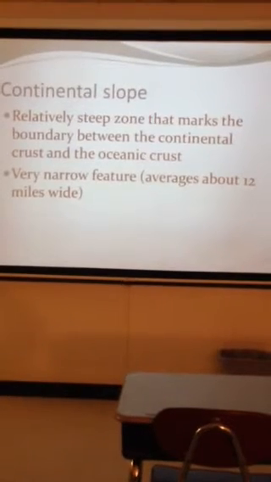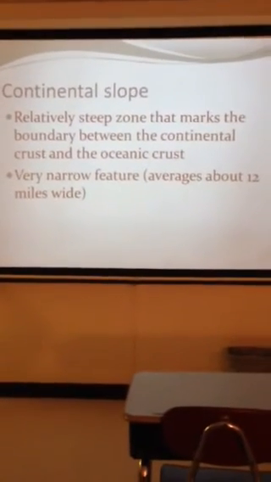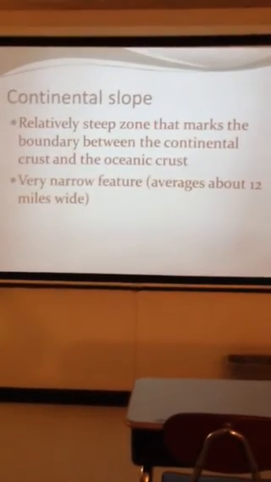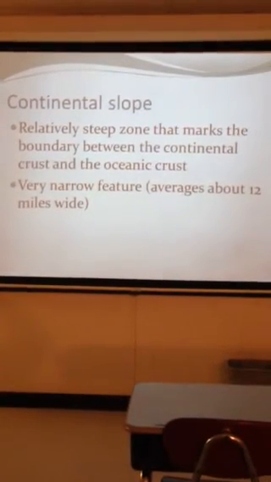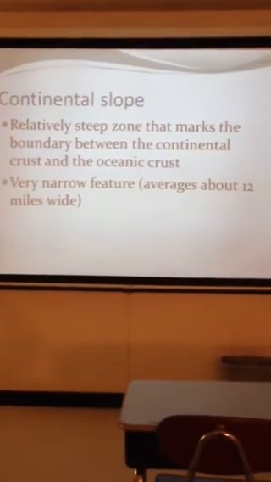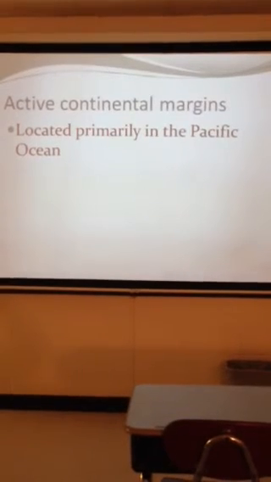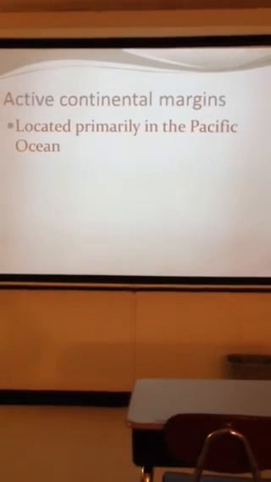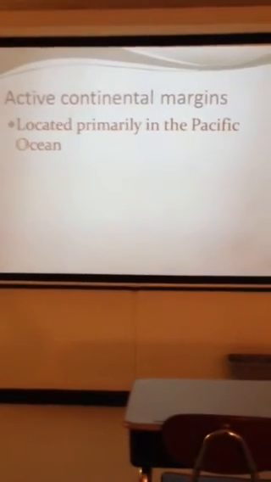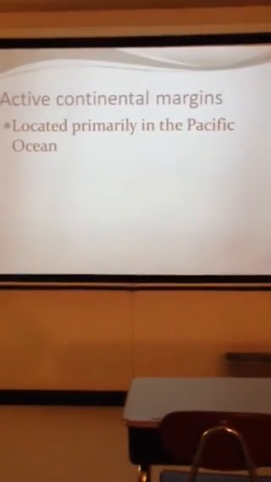The continental slope is the steep region or the zone that marks the boundary between the continental crust and the oceanic crust. It is a very narrow feature that averages about 12 miles wide. So this is from the edge of the continent that goes all the way down to the oceanic crust where the abyssal plain would be. An active continental margin is located primarily in the Pacific Ocean because this is where many of the volcanoes and earthquakes take place. So this is a very active continental margin.